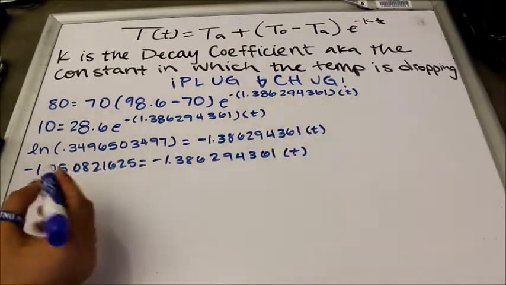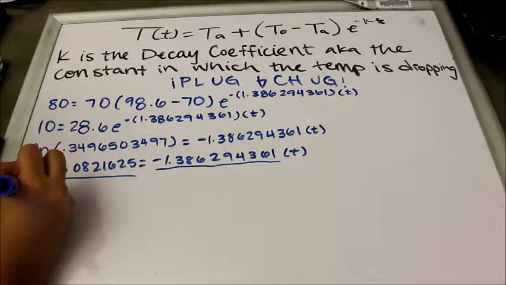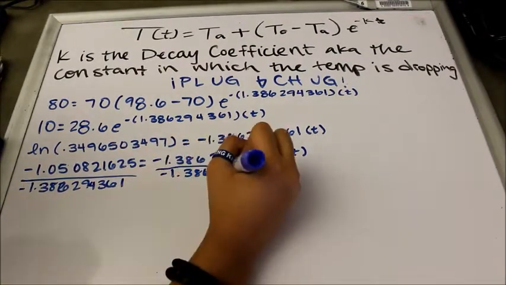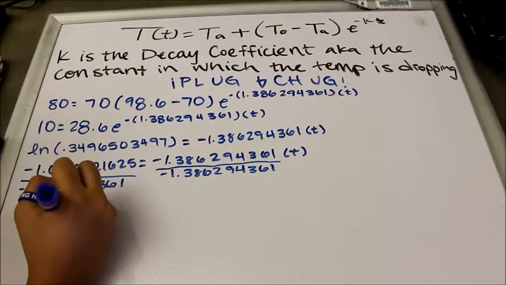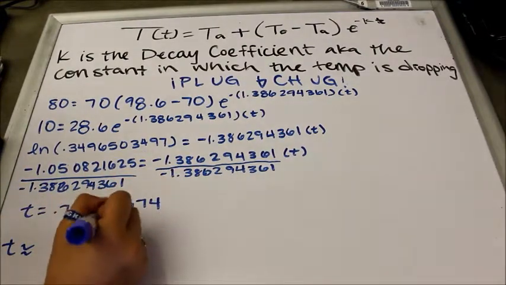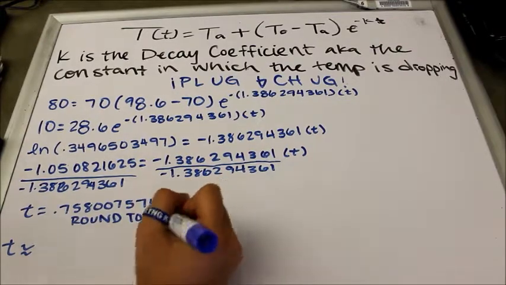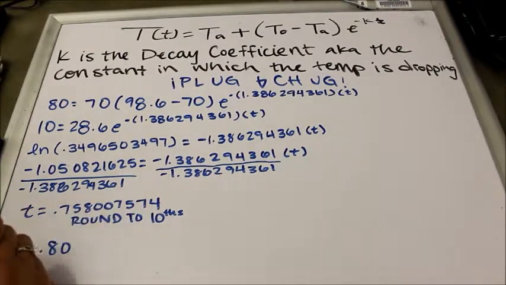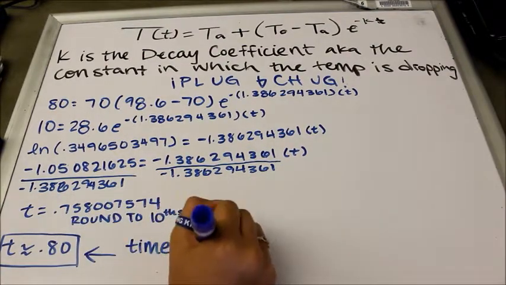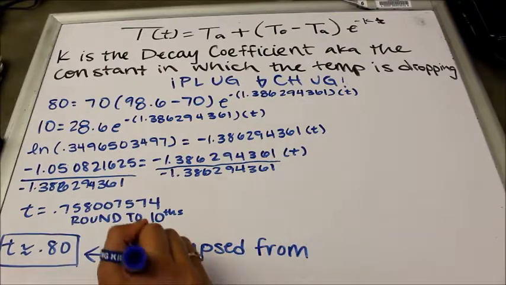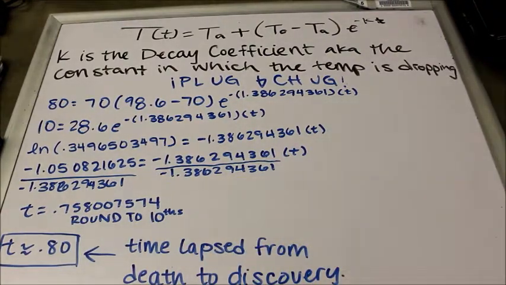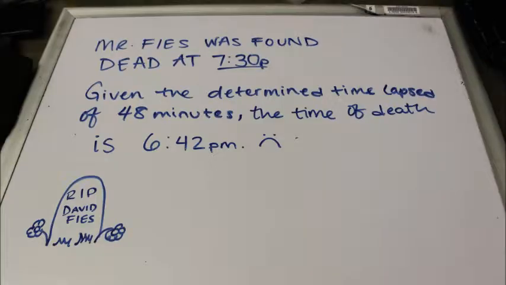Similarly to last time, we need to plug all known values into their respective spots in the equation. Solve within the parentheses first, and then subtract 70 from both sides, lastly dividing both sides by 28.6. Then to get rid of the e, we have to take the natural log of both sides, and now we are left to divide by 1.3862943661 to get t by itself. This means that the time of death to time of discovery, rounded to the nearest tenths place, is 0.8 of an hour, calculated as about 48 minutes.